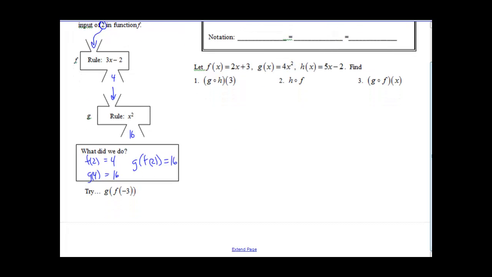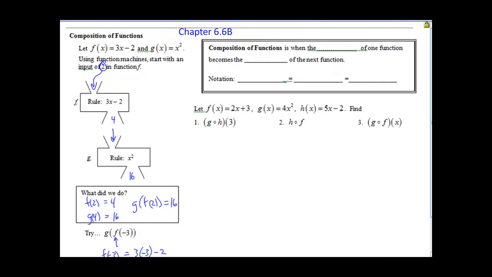So if we try g of f of negative 3, where are we going to start? We're going to start inside first. So we're going to start with f of negative 3. We're going to plug that into the function: 3 times negative 3 minus 2 gives us negative 11. Now we're going to take that negative 11 and plug it into the g function. So g of negative 11 equals negative 11 squared, so 121. What we're doing is starting with one function and then applying another function afterwards.